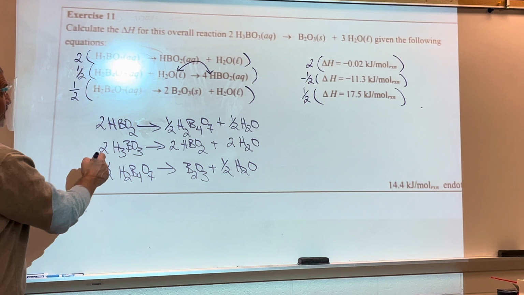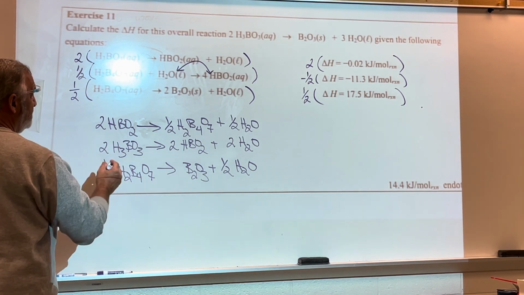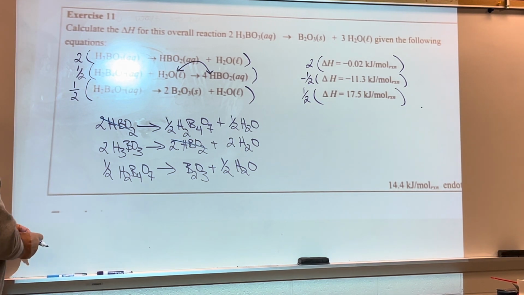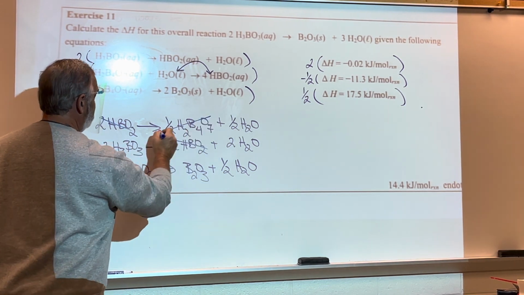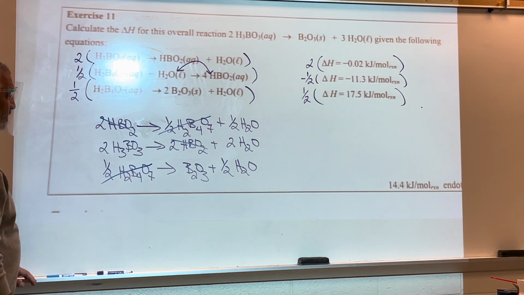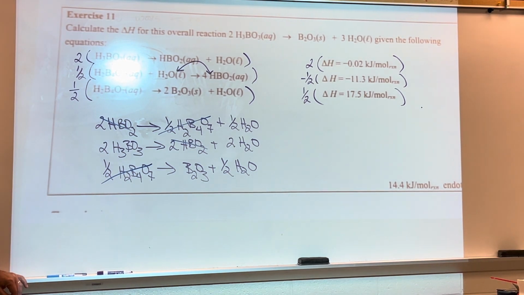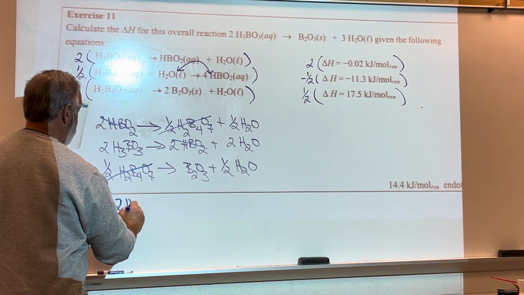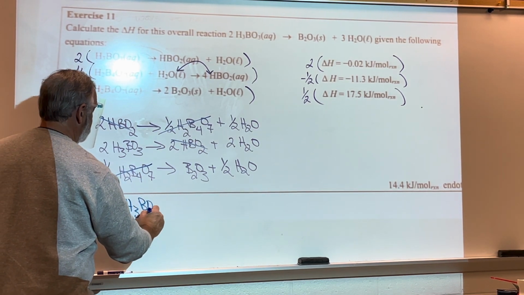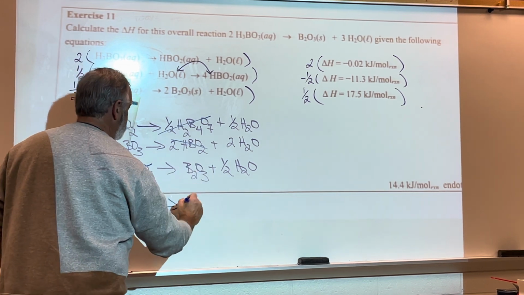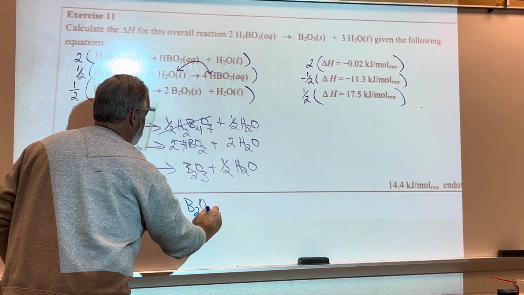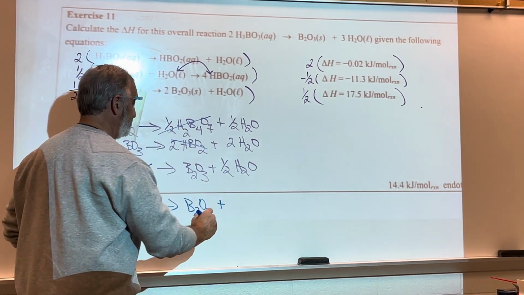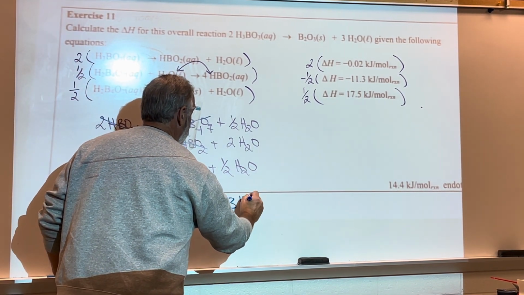So now you can see the 2 HBO2s are going to cancel out right there. The 1/2 H2B4O7 is going to cancel with the 1/2 H2B4O7. So we're left with 2 H3BO3 goes to B2O3 plus 2 plus 1/2 plus 1/2, 3 H2O.